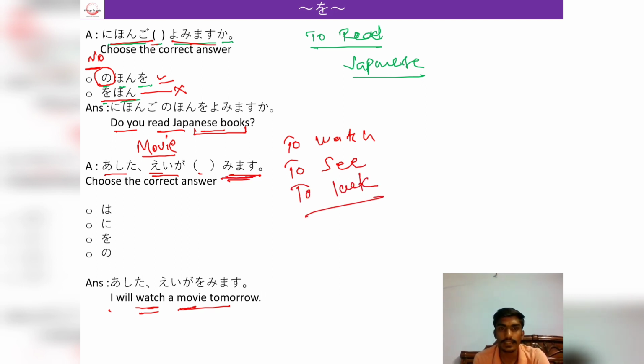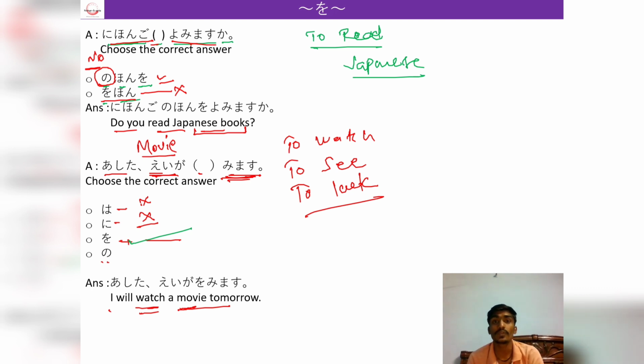So mimasu is affecting eiga, and our options are wa, which is the subject marker, so we cannot use this. Ni, we cannot use this because this is a direction or time particle. O, an action particle, we can use this, and no is a possessive particle, so we cannot use this either. So our correct answer would be the o particle, which is an action particle, or we can say object marker particle.